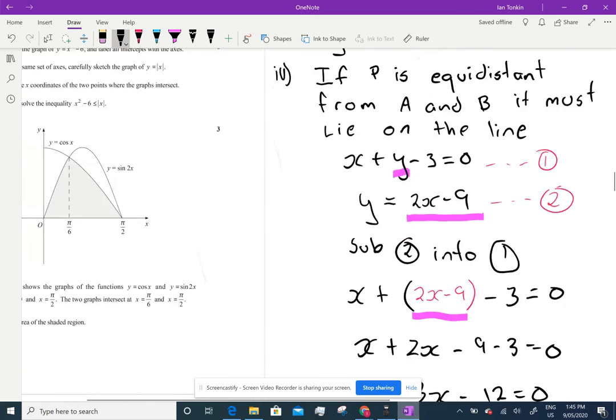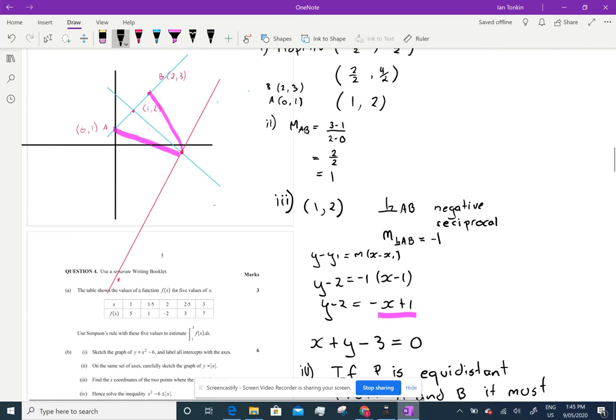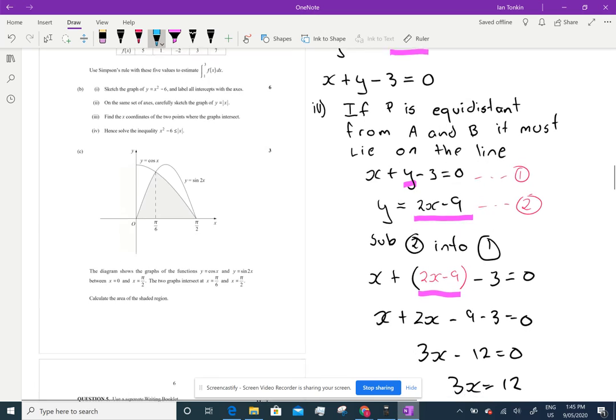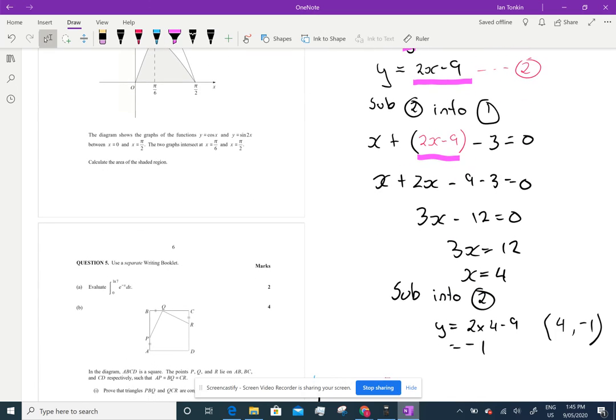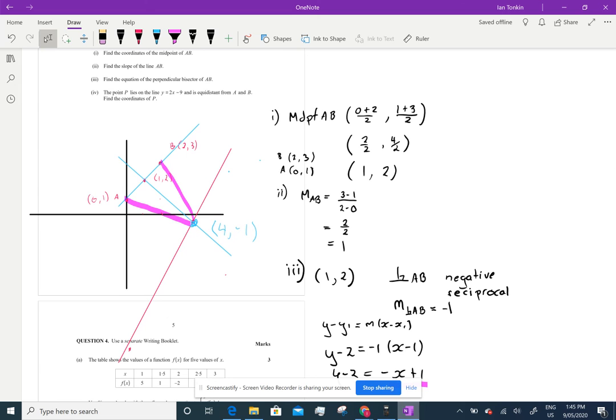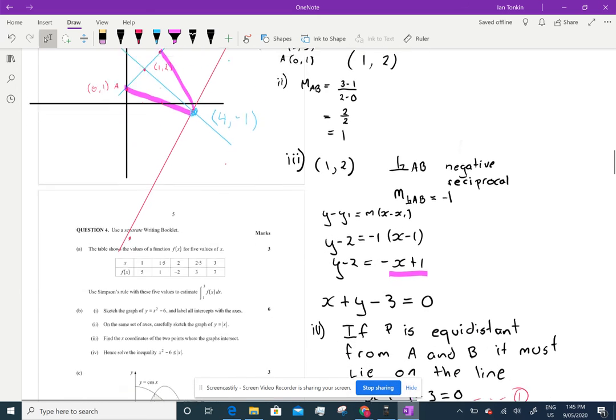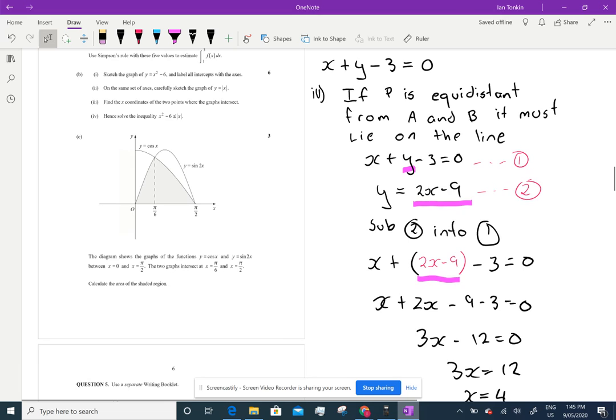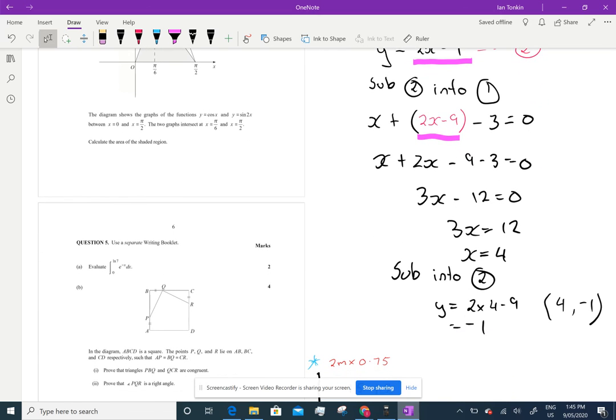And I look at my diagram. Does that look like 4, negative 1? Well, my diagram's not 100%, but yeah, it's pretty close. Now, don't worry, you are not meant to do part 4 as part of this unit. You should have been able to do parts 1, 2, and 3, but not part 4. But if you have, and you've had a go at it, and you feel pretty good about it, fantastic, well done. All right.